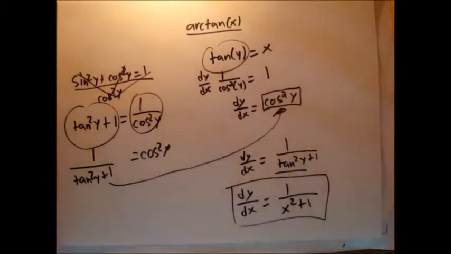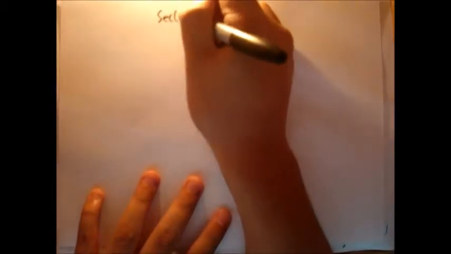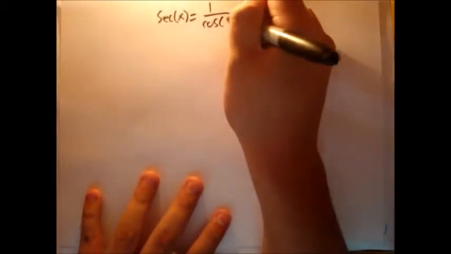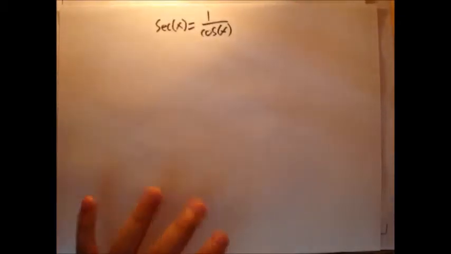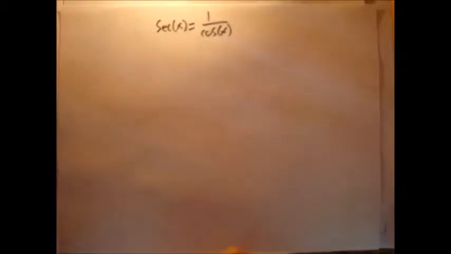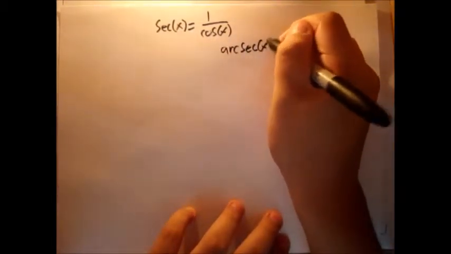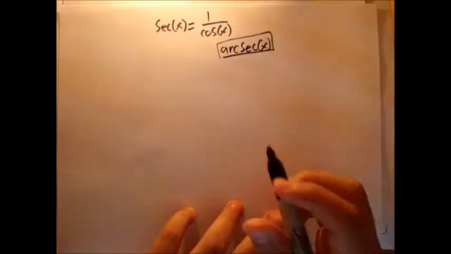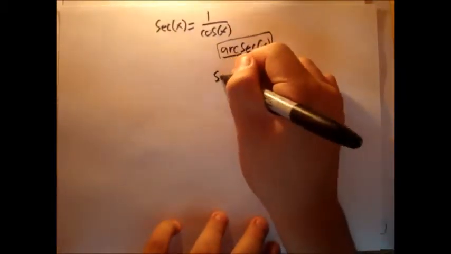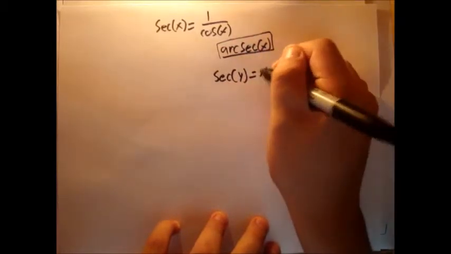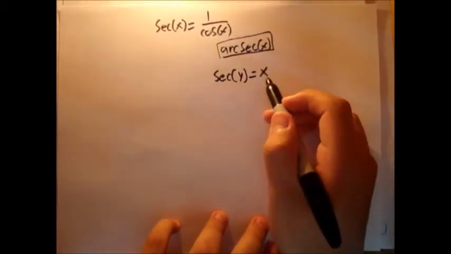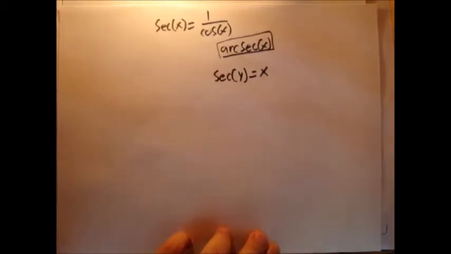Very unexpected. And our last cousin of the trigonometric series is going to be sec, or in other words, secant. So remember, sec of x is the same thing as writing 1 over cosine of x. Okay? We're going to find the derivative of the arcsecant of x. Alright? So we can have the same idea. We're going to rewrite it: sec of y is equivalent to x. We're putting in an output and we're getting an input. Alright? So then we can just take the derivative.